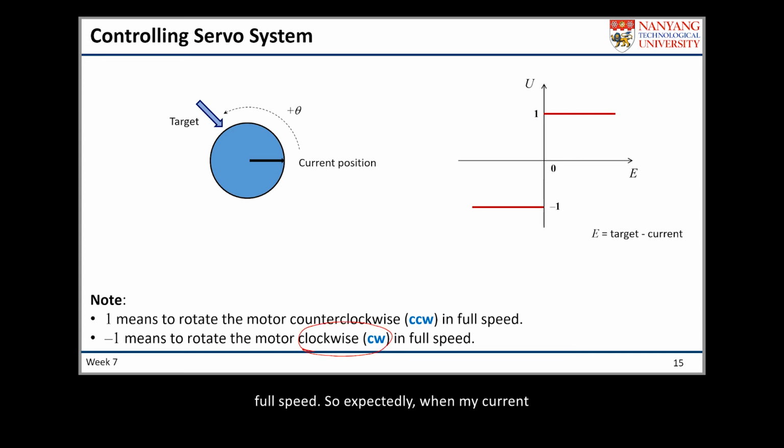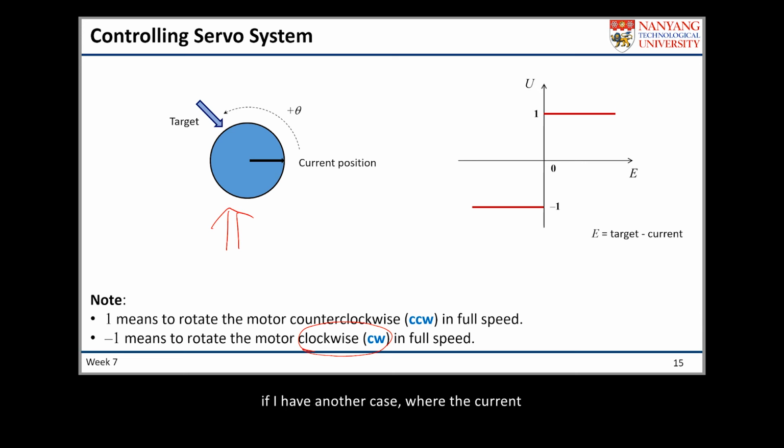So expectedly, when my current condition is like the one that you see in the slide here, when the target position is still in the counterclockwise direction of the current position, the shaft of the motor will rotate in a counterclockwise direction until it reaches the target. And then it should stop, right? Because the error will be 0.